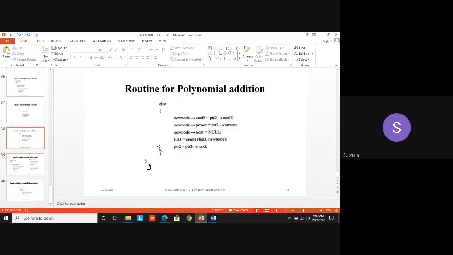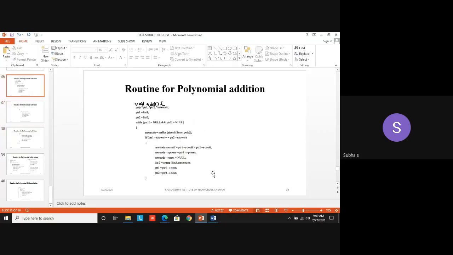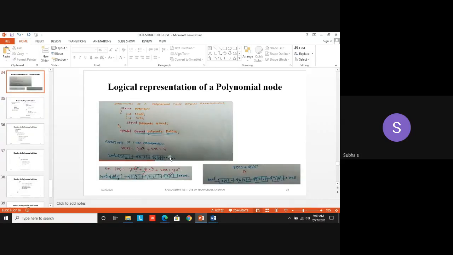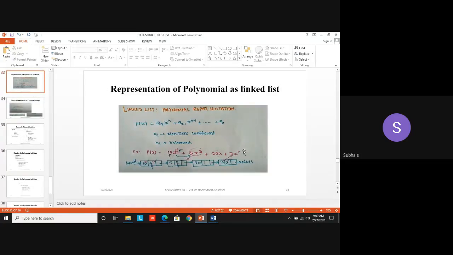Same procedure as polynomial addition, you just have to change the sign. Okay. What is differentiation here? I want to do differentiation for this polynomial. What do you mean by differentiation? Can anyone tell the answer for this equation?